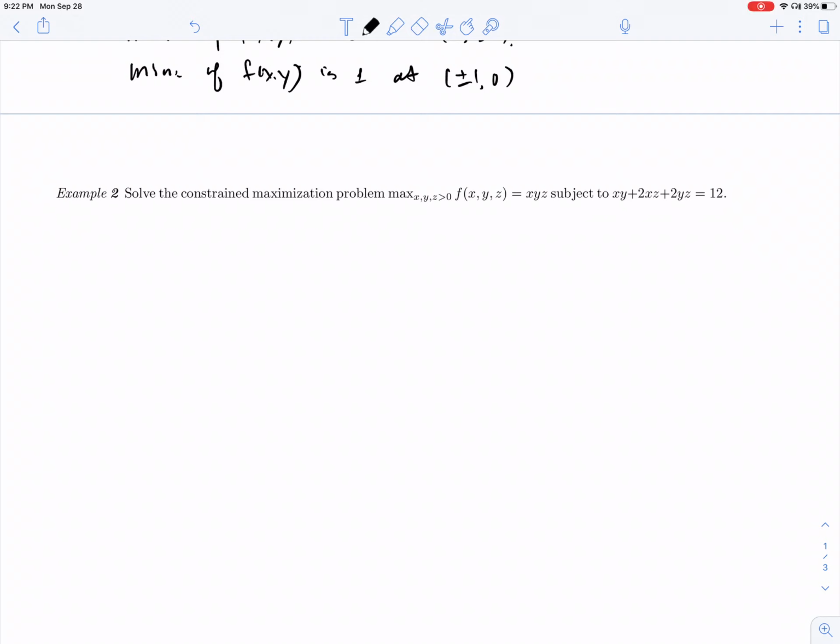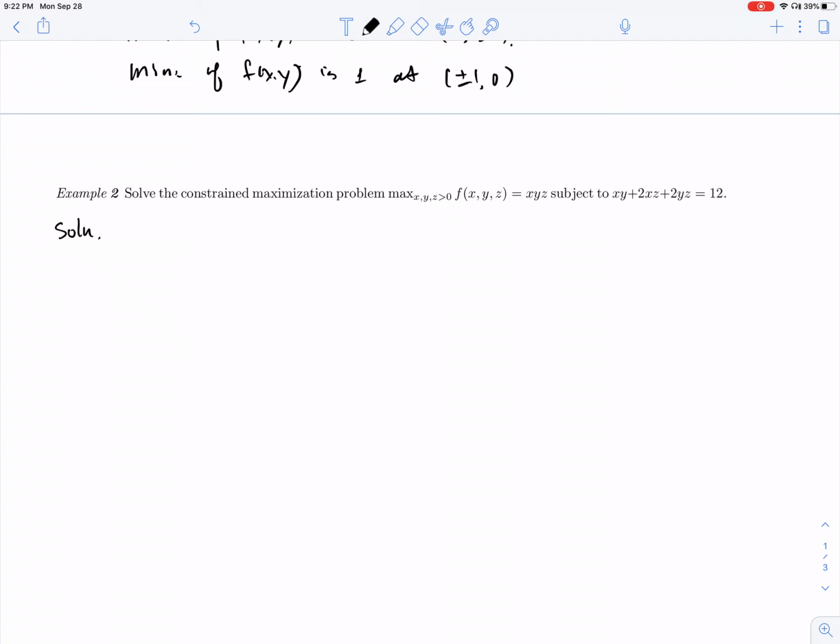Okay, let's look at another example. We have solved this example without using the Lagrange multiplier method, so we're going to give it another try to see what are the differences. For this problem, we are trying to find the maximum value of xyz.